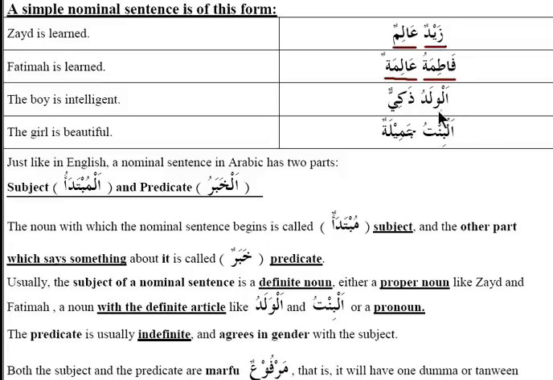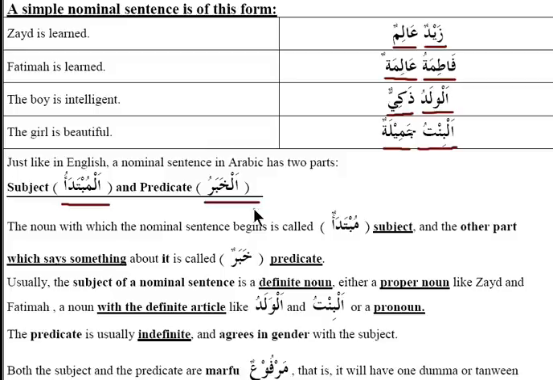Next we have Al-Waladu Dhakiyun. The boy is intelligent. So obviously Al-Waladu is Al-Mubtada and Dhakiyun is the khabar, and Al-Bintu Jamilatun. Same thing, Mubtada, Al-Bintu, and Jamilatun the khabar. So just to repeat, in a nominal sentence, the subject is known as Al-Mubtada and the predicate is Al-Khabar. And these are terms that you should memorize from the beginning as much as you can.